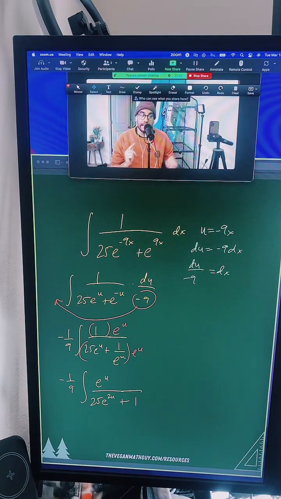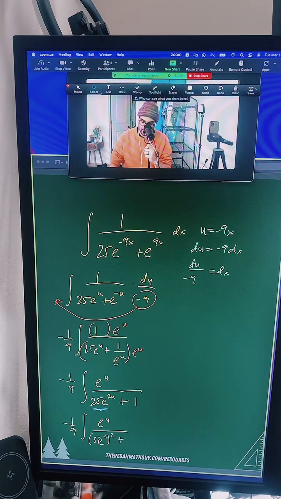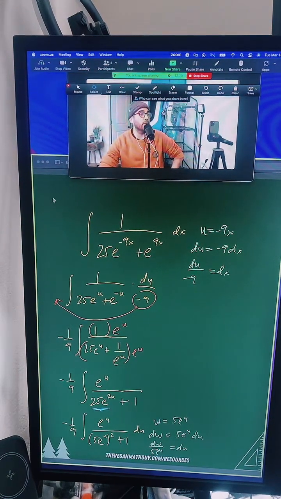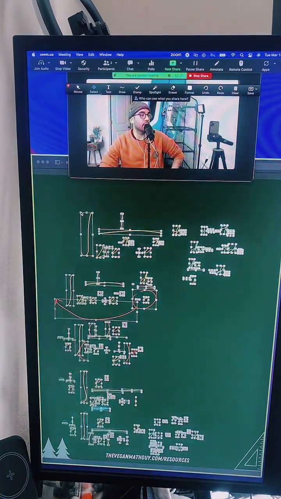All right, so looking at the bottom, it looks like we have 25 e to the 2u. I can already tell, just because 25 is a perfect square and then the e to the 2u, that we can probably rewrite this as 5e to the u squared plus 1. And then, as I mentioned, we were going to have to do another u sub. I'm going to do w equals 5e to the u, and then dw is equal to 5e to the u du. So dw over 5e to the u is equal to du. You're going to see that this is going to be helpful. I'm going to make this smaller.